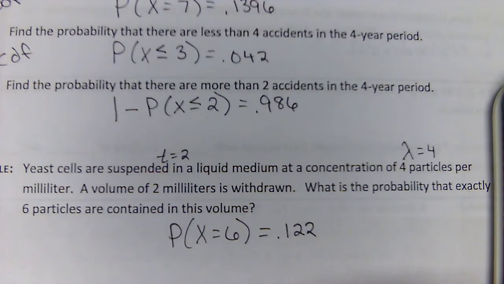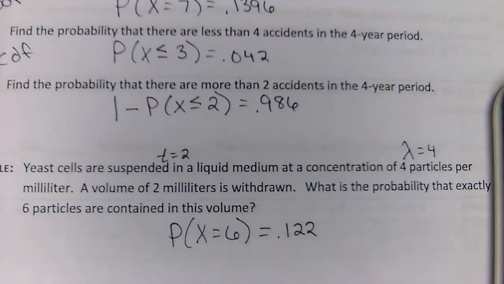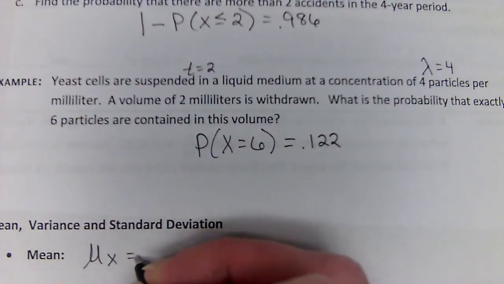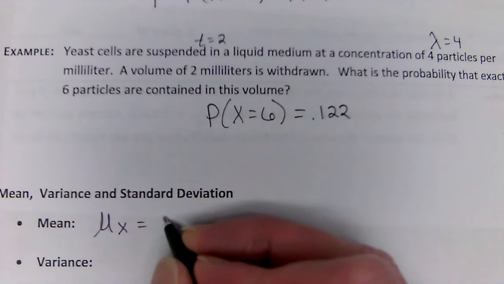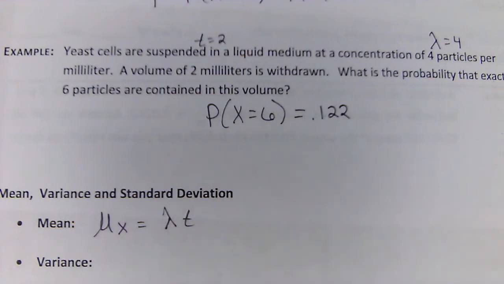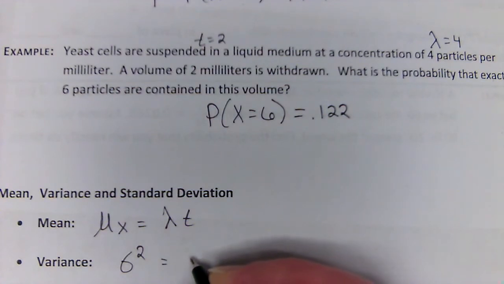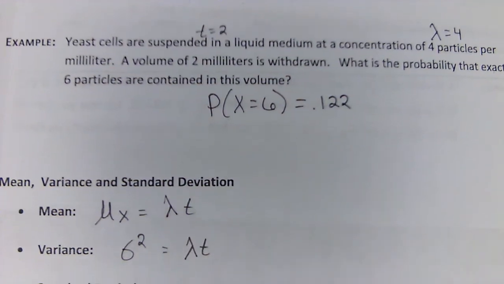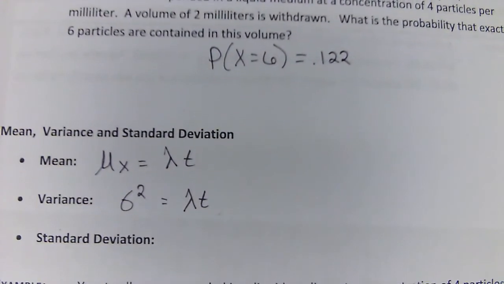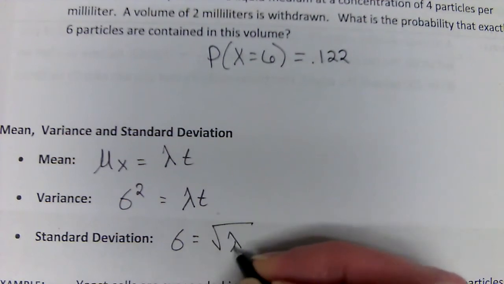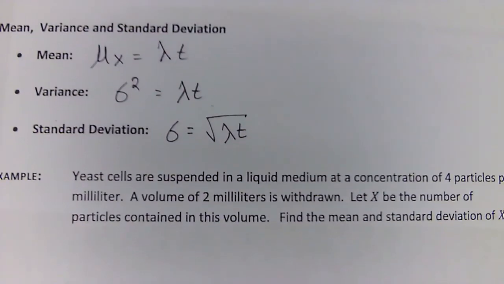Now, the mean for a Poisson distribution is lambda times t. Oh my gosh, so hard. Variance is, guess what? Lambda times t. Oh no, it's not. Yes, it is. And standard deviation is just the square root of lambda times t. Oh my gosh, it's so easy.